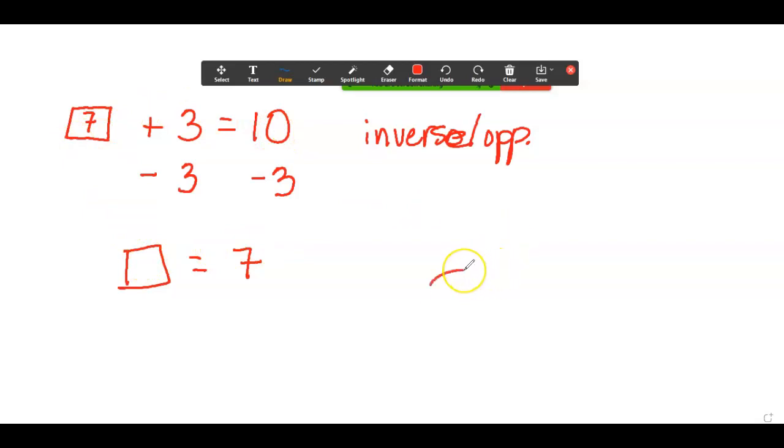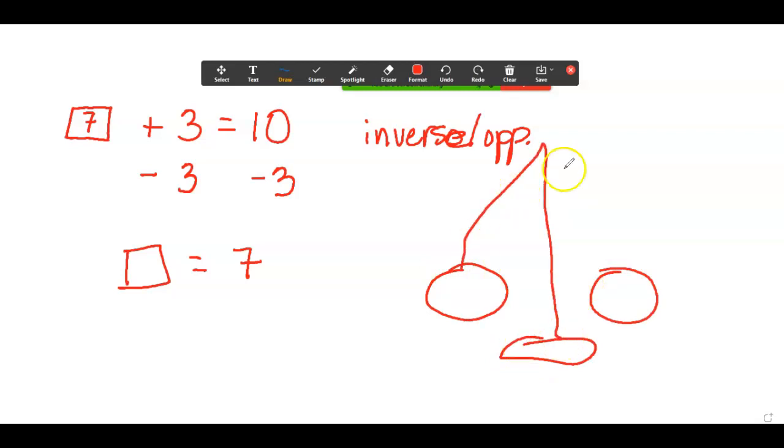Okay, so think of a balance. This is my weird balance, okay? So on this side, I have the square and I have the 3. On this side, I have 10. So what I want over here is I want this square all by itself. I don't want these 3 things here because I'm solving for the square. So in order to get rid of these 3, I'm taking them away, right? Taking them away, so I'll erase those 3.